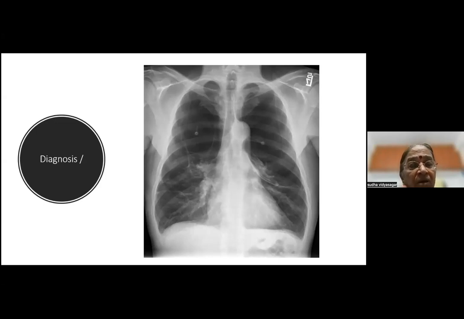Okay. Somebody is calling it bulla, multiple bulla. Okay, right, fine. This you all made out. So this is the bulla here. This is the bulla here. The total absence of bronchovascular markings inside that.